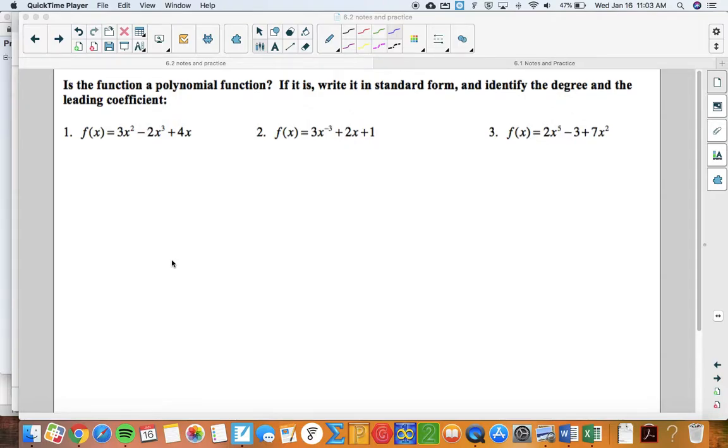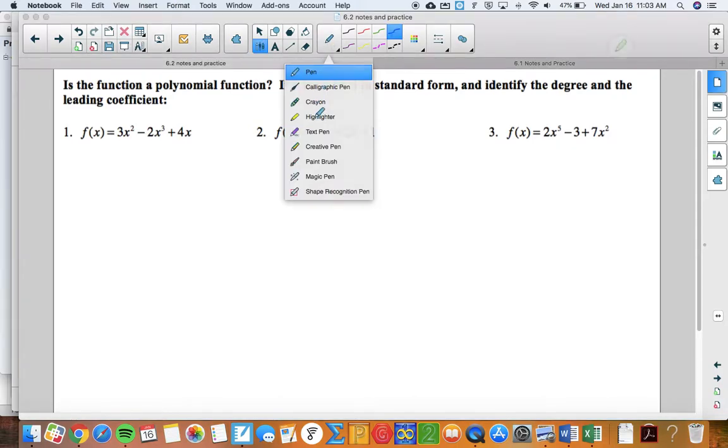6.2 polynomial practice. Is the function a polynomial function? If it is, write in standard form and identify the degree and the leading coefficient. This first problem is a polynomial function.